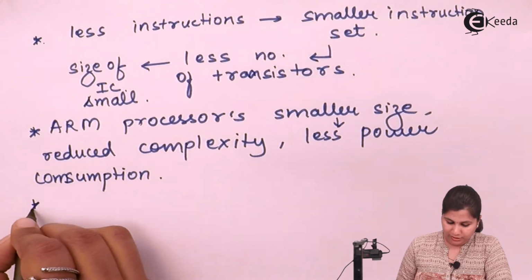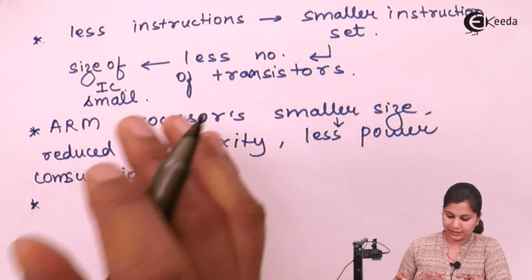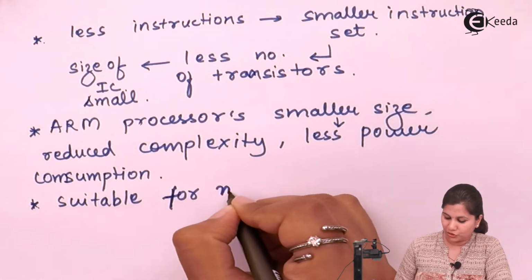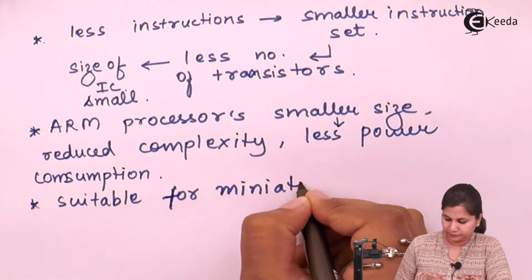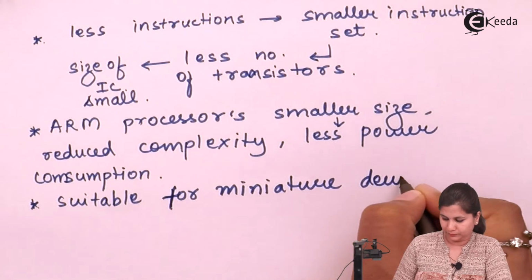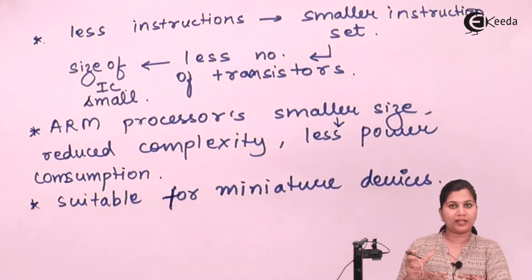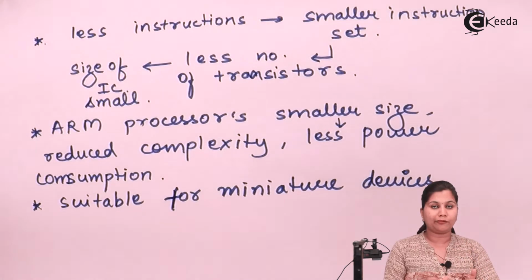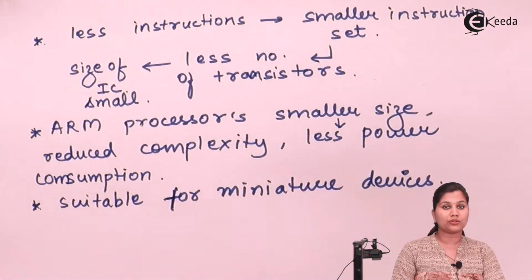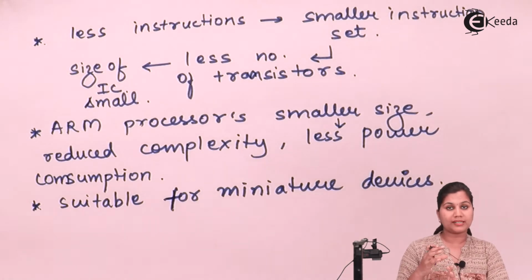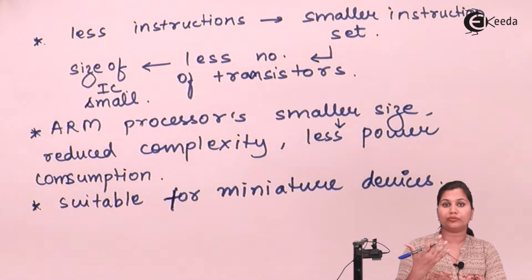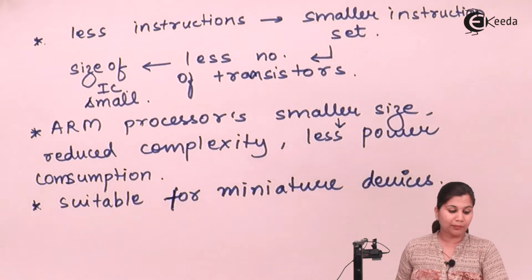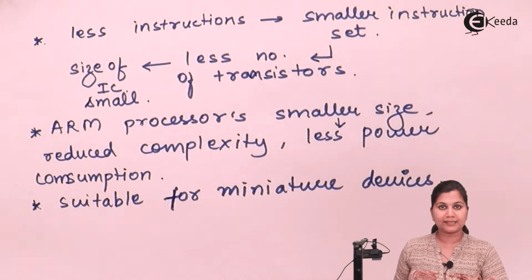Now these features make the ARM processor suitable for miniature devices, meaning those devices which are very small in size. Nowadays we see that the mobile phone size is also decreasing, and smaller and smaller mobile phones can do great applications. Also the smartphones, the tablets, all the sizes are reducing.